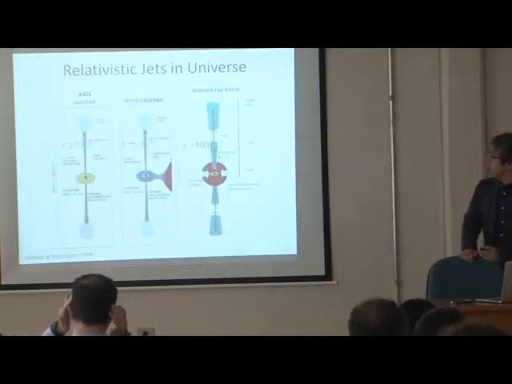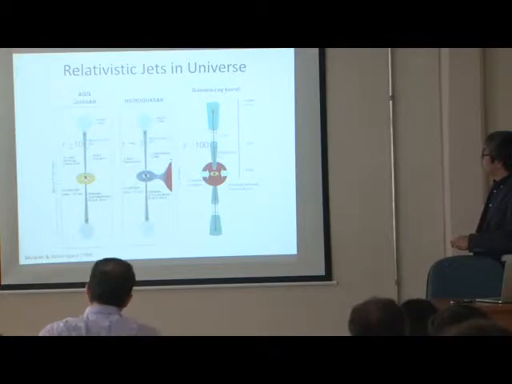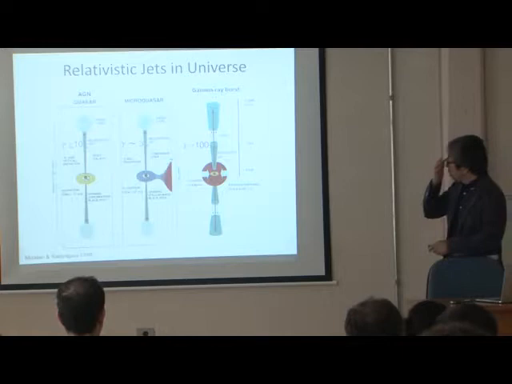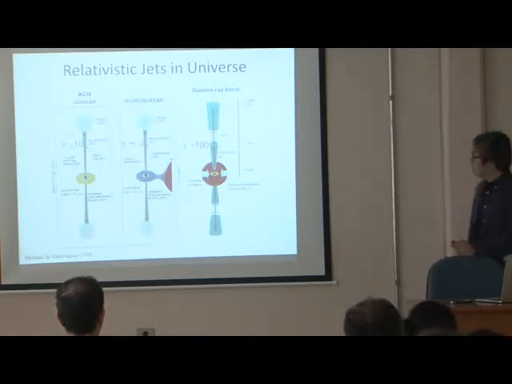Okay, so relativistic jets in the universe. This is very common to see. So this is the AGN quasar. At the center is maybe a black hole, surrounded by an accretion disk, making some relativistic jet and this radio lobe. The Lorentz factor is around 10, a typical number, and the size is kiloparsec to sometimes megaparsec.